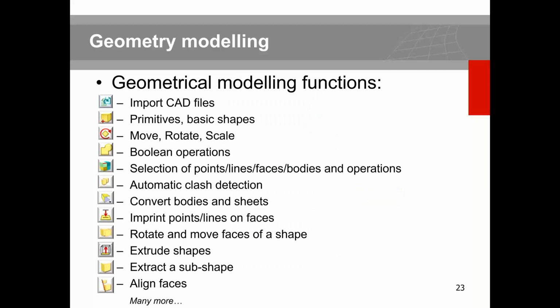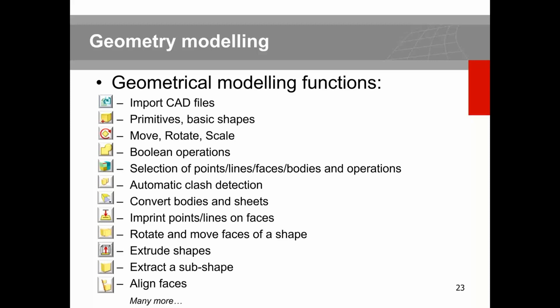In terms of geometry modeling, we have many options to create the geometry of your model, going from importing a CAD file to primitives. We also have a good number of geometrical operations, such as move, rotate, and scale. You can perform Boolean operations. We have a very advanced selection filter that allows you to select points, lines, faces, and bodies.